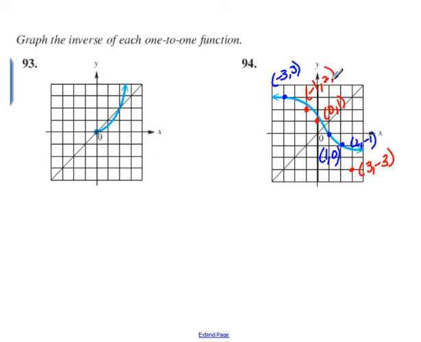Okay. And we also know that it has to be symmetric with respect to the line y equals x. Okay. So if you can envision folding this over, and it might even help to get a few more points if you want to, but envision folding this line over. Okay, if we fold this over, flip it over, it's going to look something like this. Okay, and that would be the graph of the inverse function.